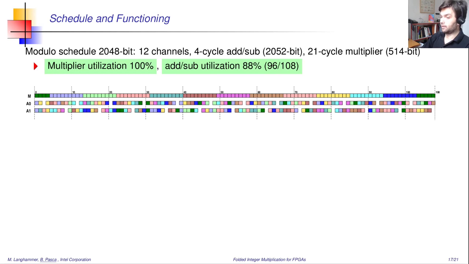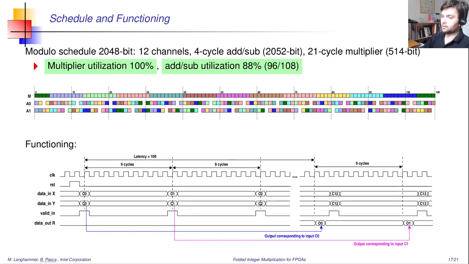Note that the multiplier utilization across the modulo length is 100%, while the adder subtractors are each idle 12 cycles of 108, which yields a utilization ratio of 88%. The functioning of the core is shown with this timing diagram.